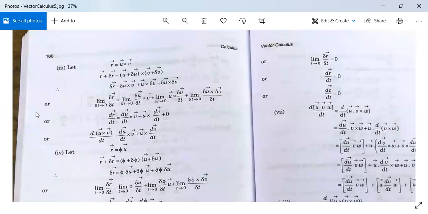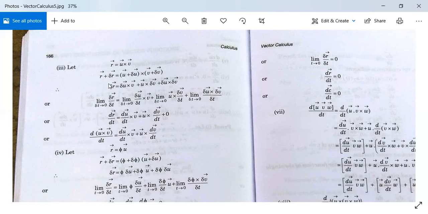Next is our third one, d/dt of u cross v. Suppose r is equal to u cross v, then r plus delta r will be (u plus delta u) cross (v plus delta v), and therefore delta r will be, here we get u cross v is r, so they will cancel each other. It means we have delta r is equal to delta u cross v plus u cross delta v plus delta u cross delta v. This is a vector product.